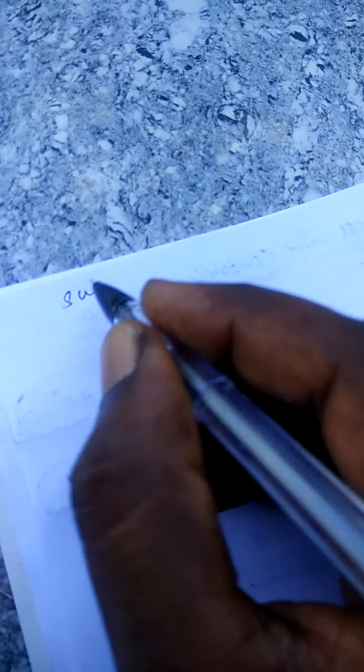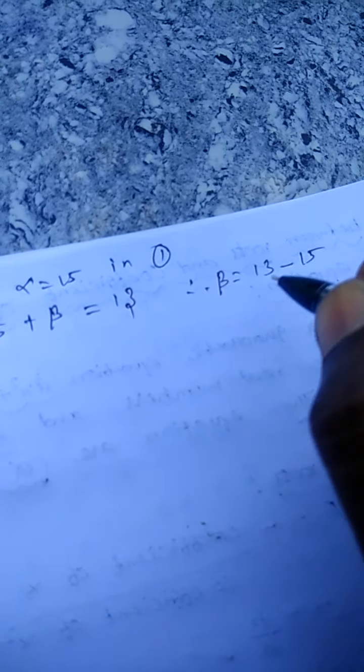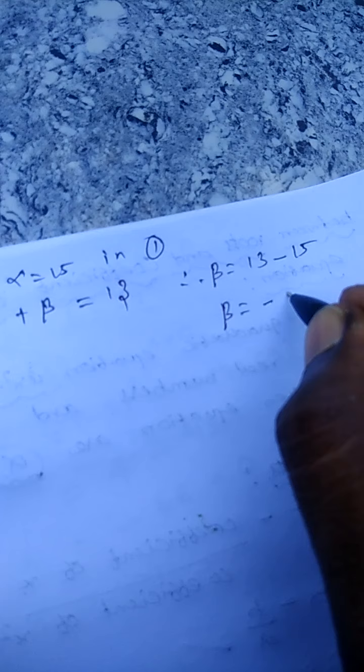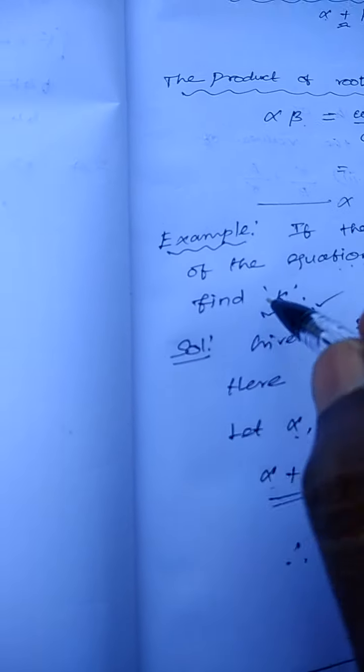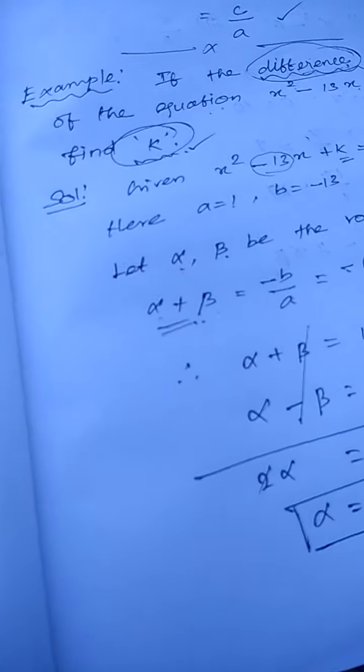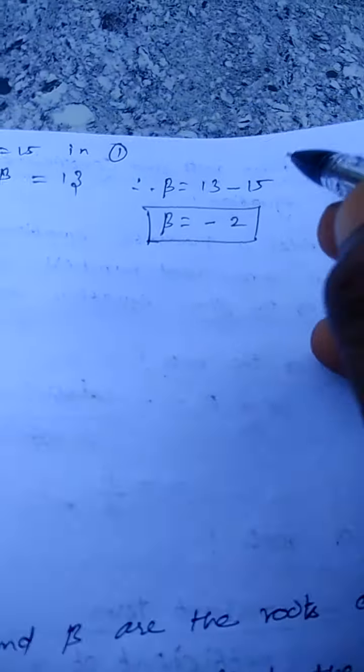Substitute alpha equal to 15 in equation number 1. So 15 plus beta is equal to 13. Therefore beta is equal to 13 minus 15, so beta is equal to minus 2. Now find the value of k. One root alpha is equal to 15 and the other root beta is equal to minus 2.